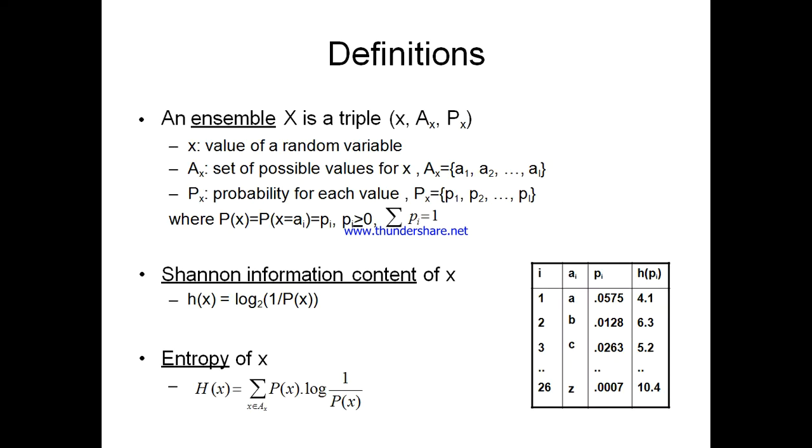Now let's see the definitions. We take an ensemble X as a triple, that is x, Ax and Px. Here x is the value of the random variable, Ax is the set of possible values, and Px is the probability of each value. We calculate the Shannon information content by the formula h of x is equal to log base 2 of 1 by probability of x, and entropy is calculated by H of X is equal to summation x belongs to Ax, Px log of 1 by Px.